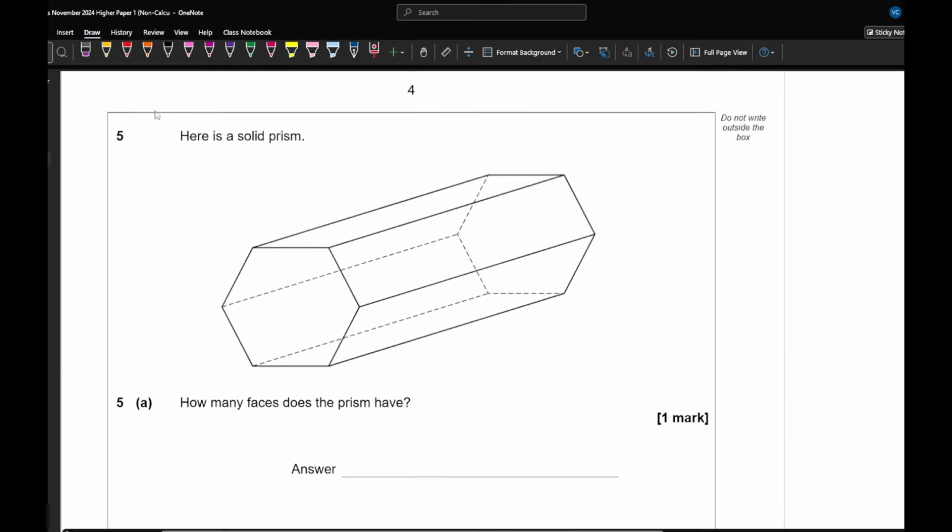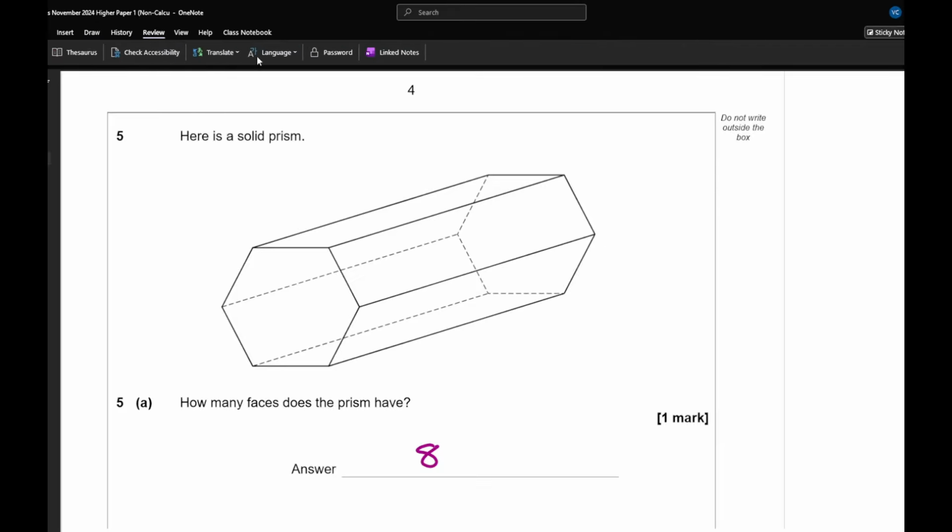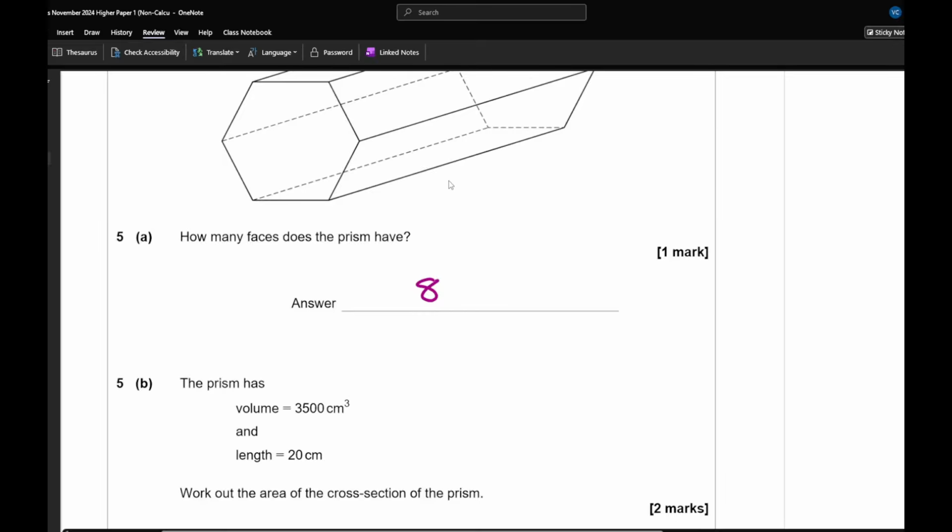Moving on to question 5, it says here is a solid prism, and the question is asking how many faces does this prism have? In terms of counting all the sides, the answer is going to equal 8. Because we've got 6 around the sides and then 2 faces, 2 front faces.